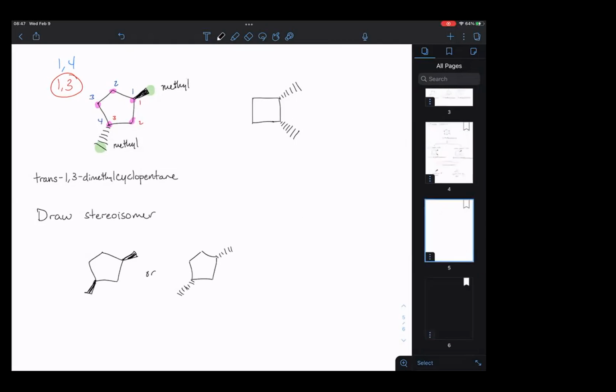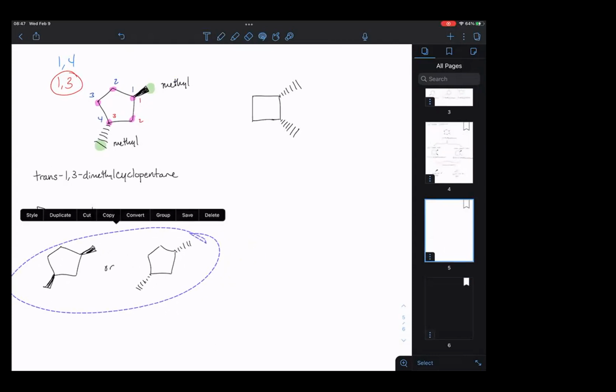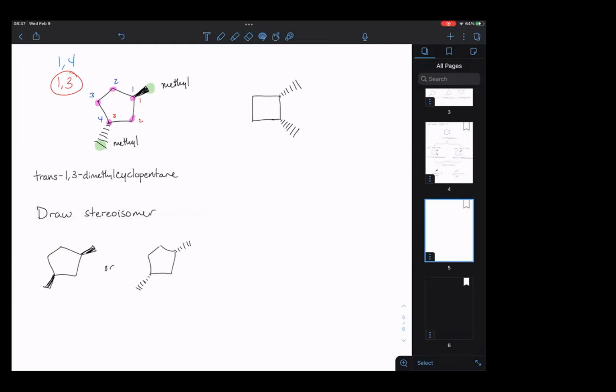It's kind of terrible drawing skills here today. All right, but both of these would be the stereoisomer. They're actually the same molecule, just like if you imagine picking it up with a spatula and flipping it over. That's all I've really done here in terms of my drawing. But these would both be the cis isomer of 1,3-dimethylcyclopentane.